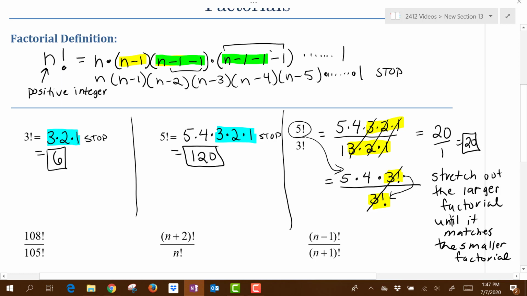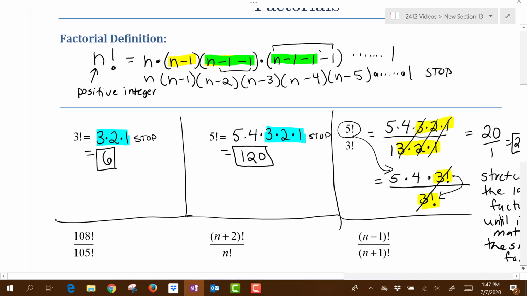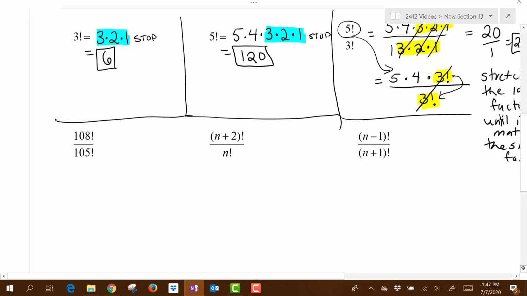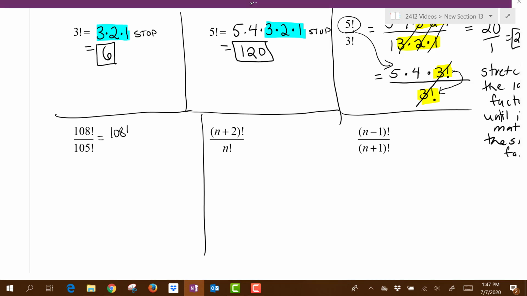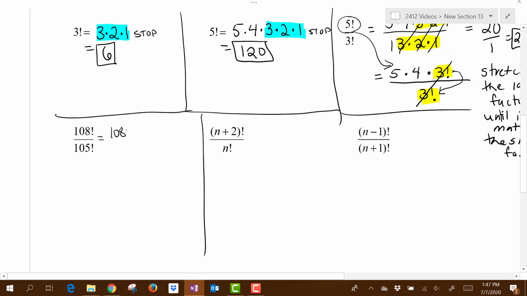Alright, so it may not make such a big difference, that little strategy here, but what about this example? What about 108 factorial divided by 105 factorial? Now, we surely don't want to write 108 factorial, 108 times 107. We surely don't want to stretch out that factorial to get all 108 numbers. So we will just stretch out the larger of the factorials. So the larger one in this case is on top.